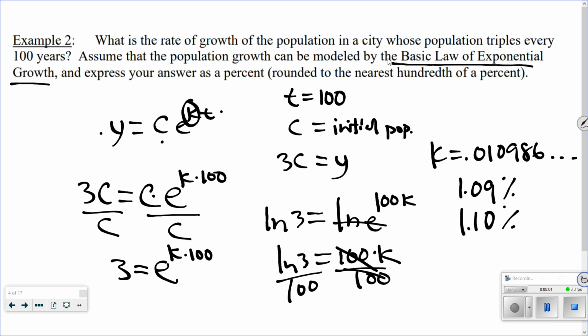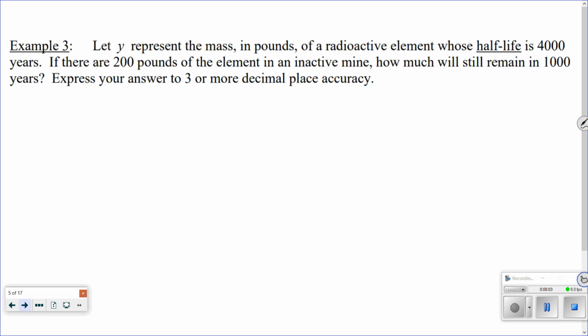All right, let's look at that next example. Example number 3. It says, let Y represent the mass in pounds of a radioactive element whose half-life is 4,000 years. Really quick, just to review that, you may or may not have seen these problems before, but if you talk about radioactive material and you talk about half-life, that's how many years have to pass until half of the material that you started with is left. If I start with 4 pounds, then in 4,000 years it should be down to 2 pounds. So that's kind of what it's talking about with half-life.